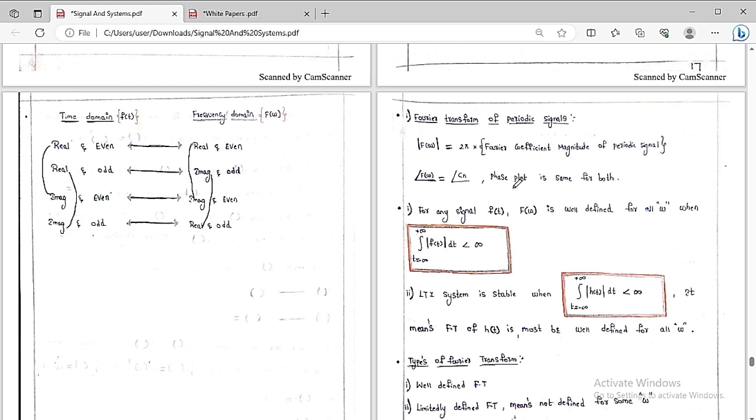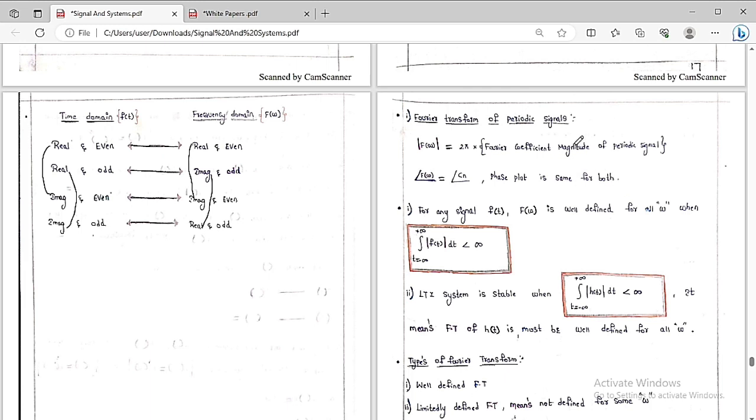The next point that we are going to discuss is the Fourier transform of periodic signals. If you apply the Fourier transform to periodic signals, then the magnitude of f of omega is equal to 2 pi into the Fourier coefficient magnitude of the periodic signal. And the phase angle of f of omega is equal to the phase angle of Cn. The phase plot is the same for both. This is an important point to keep in mind.